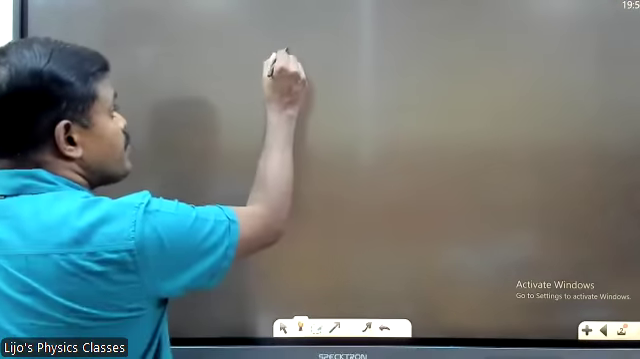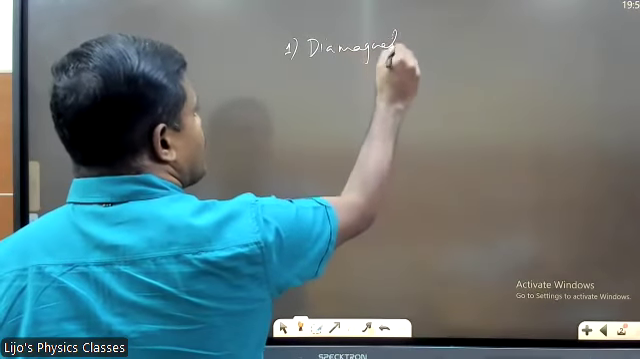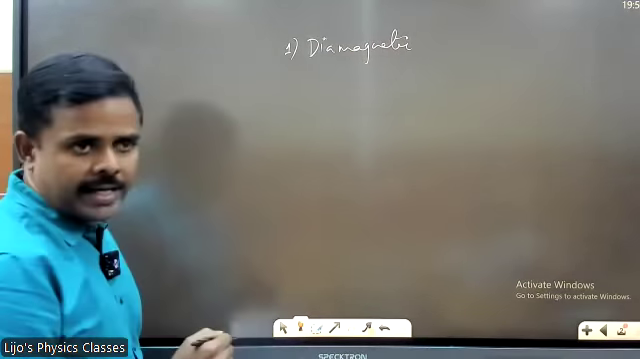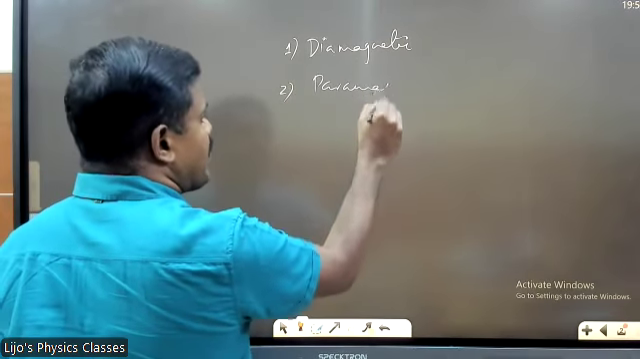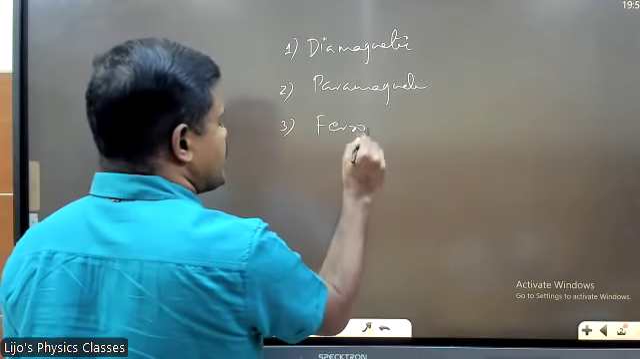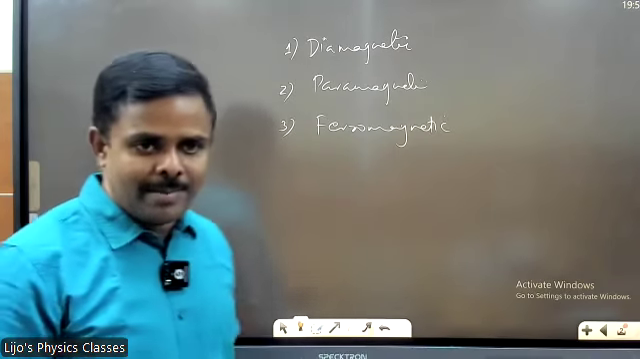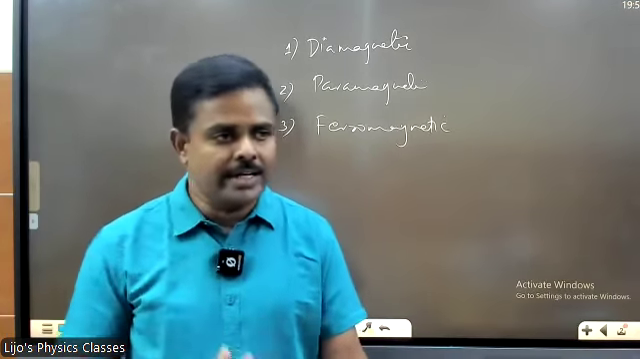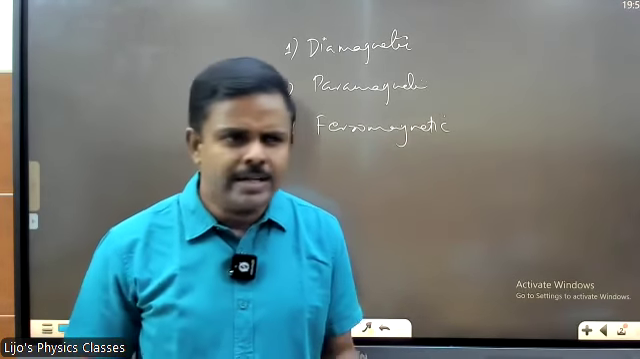There are basically three types of magnetic materials. First one is called diamagnetic material. Second one is called paramagnetic material. Third one is called ferromagnetic materials. That's the end of the chapter, okay? Diamagnetic, paramagnetic, and ferromagnetic material. There are three types of materials: dia, para, ferro. Got it? There are two more.